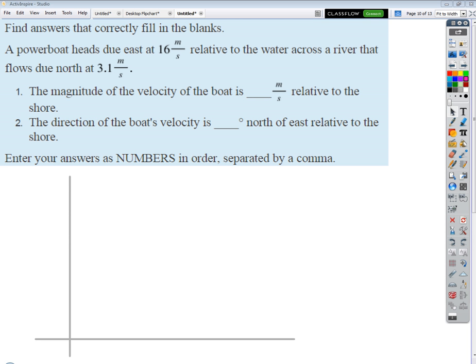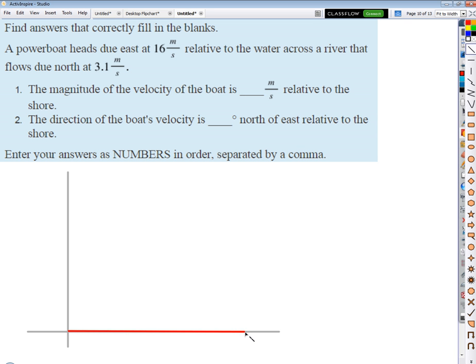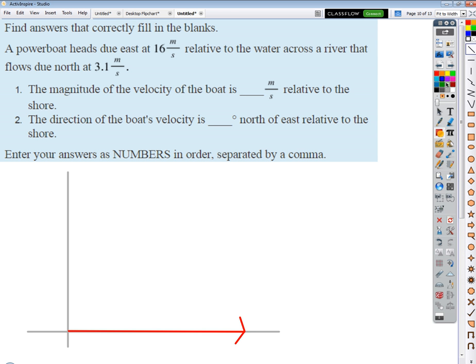aren't they? So in this case, we've got one that's heading due east, and we know east is this way, right? North is up. Okay, so that's like in the positive x direction. So we've got one vector kind of going out in this direction, right? And then we've got another vector that's going due north, right? So like this.